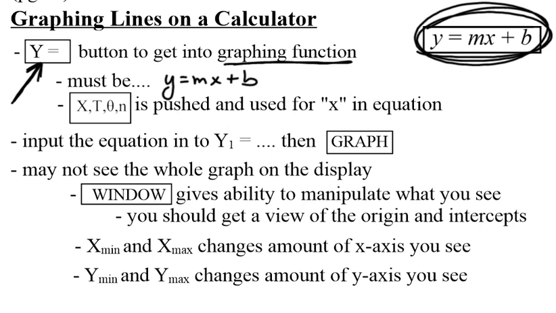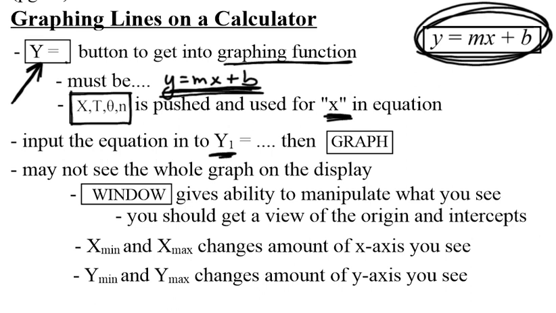When you go to input, there is a button on your calculator that has an x, a t, a theta, and an n. That's the button we push for x in the equation. It's your variable button. Once we've hit y equals, once we've gotten into slope-intercept form, well, we input the equation into y1 equals. And then we'll hit graph.